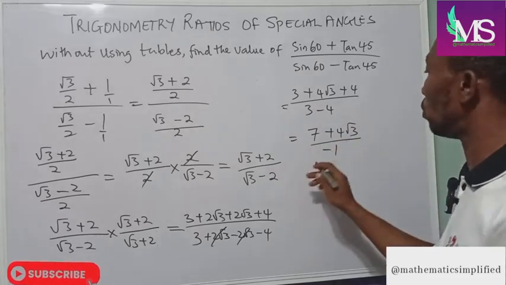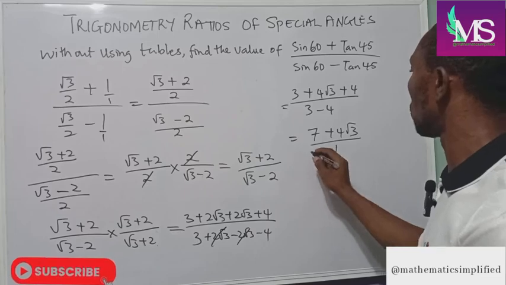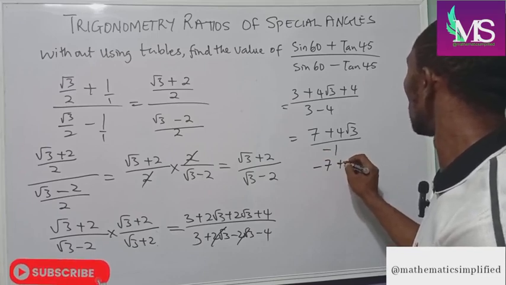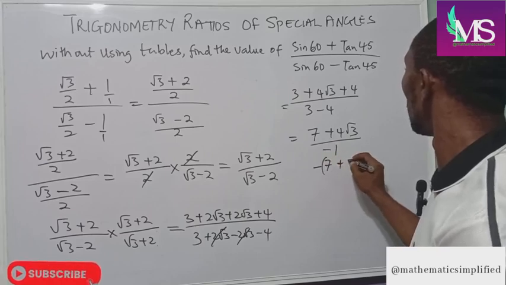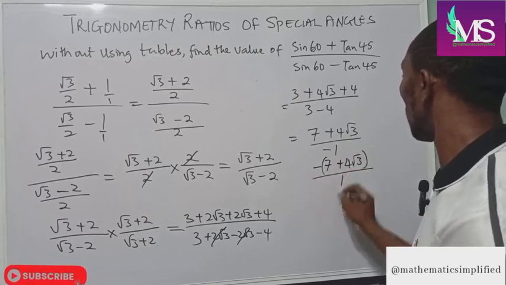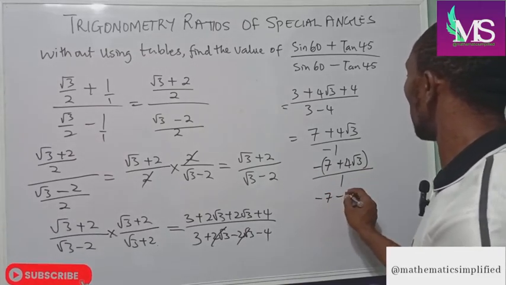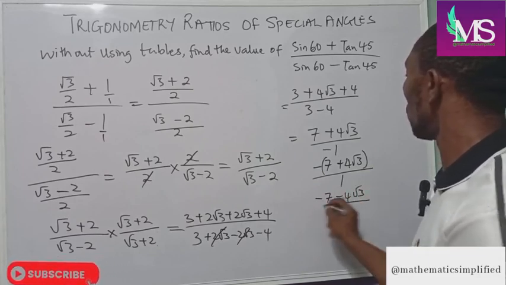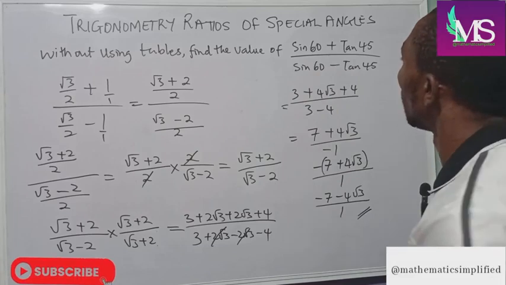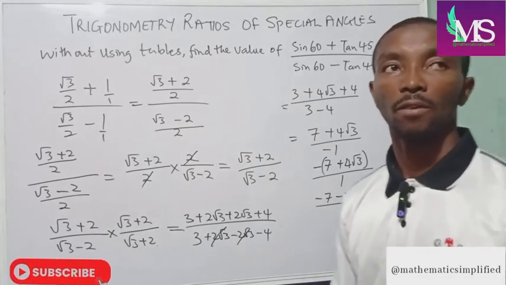So multiplying all through by minus to eliminate this minus, this becomes minus 7 plus 4 root 3 all over 1. Okay, so if you open up this bracket, this becomes minus 7 minus 4 root 3 over 1. So that forms our answer for sine 60 plus tan 45 all over sine 60 minus tan 45.